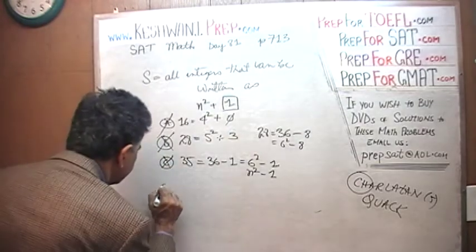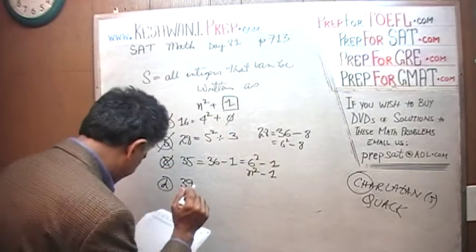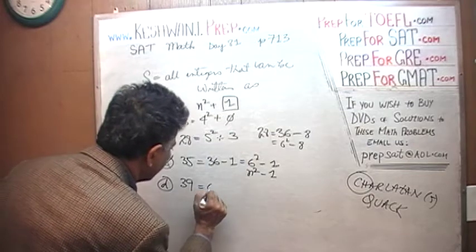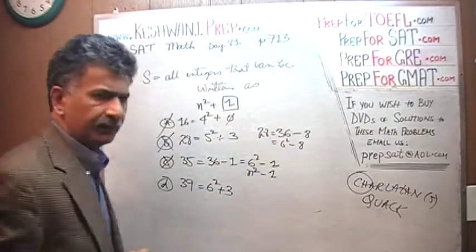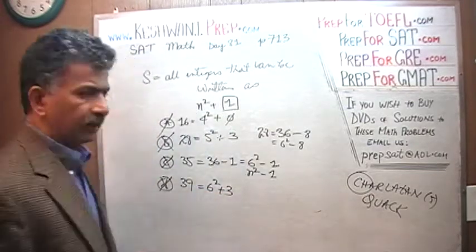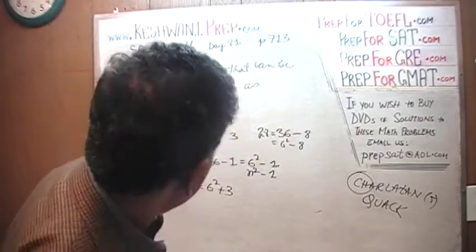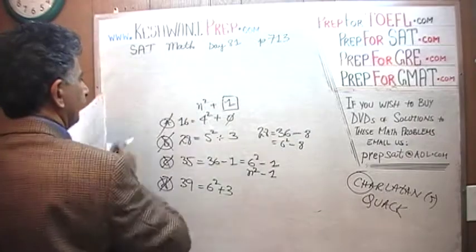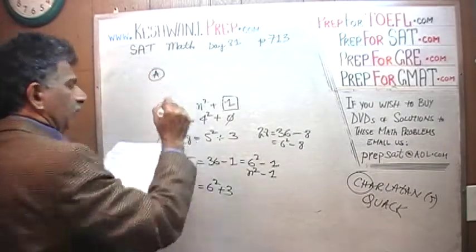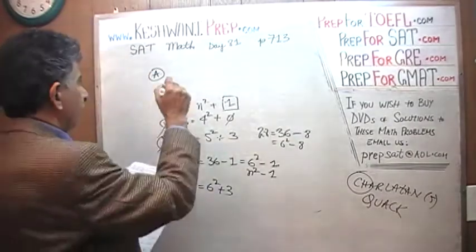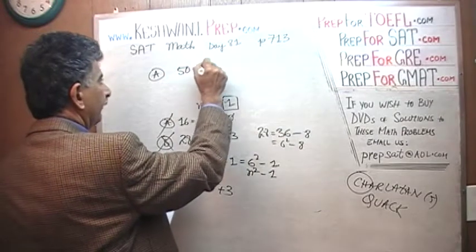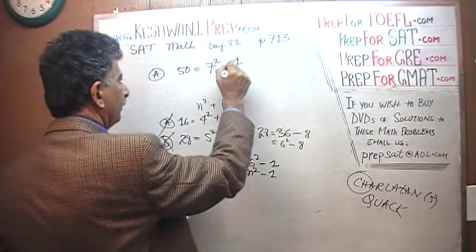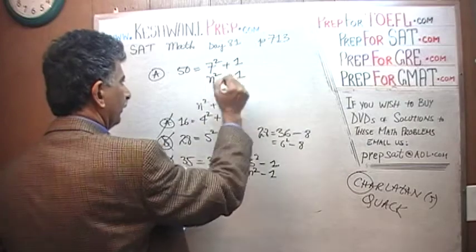D says 39, which can be written as n squared plus 3. D does not belong to the set. The correct answer here is E. Why? Because E, 50, can be written as 7 squared plus 1. There you go, n squared plus 1.